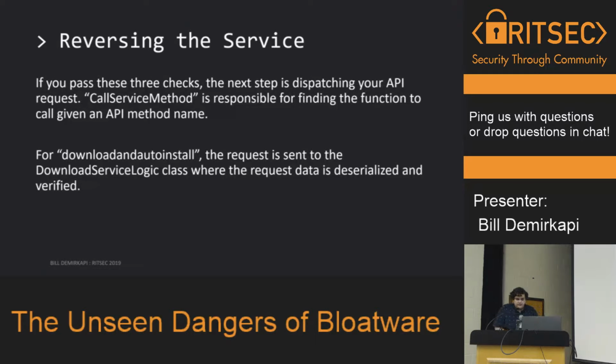So after passing the generic checks for the request, the next step is to call a method called callService to dispatch your API call. When the callService method receives the service and the API name of download and auto install, the method first grabs the raw POST data from the request and sends it to the download service logic class. The download and auto install method will then call a separate method to handle the deserialization and verification of the provided JSON data.